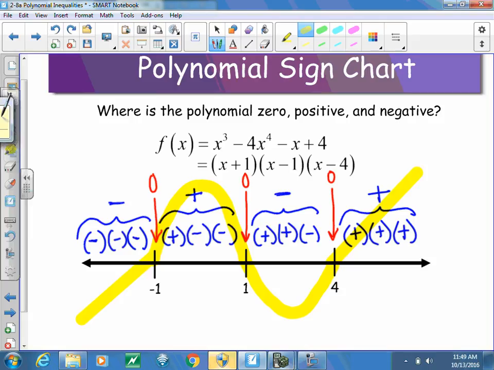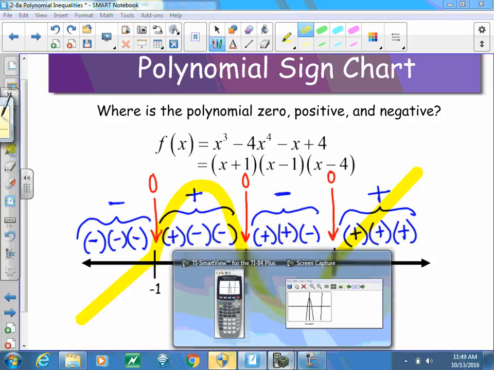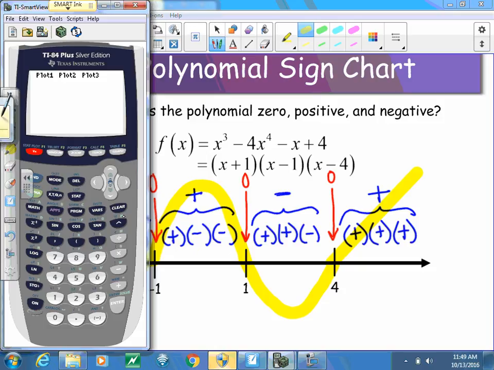If I went to my graphing calculator and I plug in the function that I have here, so x to the third minus 4 x squared minus x plus 4, graph it out, you'll see that it kind of resembles the same thing here. We're starting negative, and then it's being positive, then it goes back to negative, and then it's increasing again.